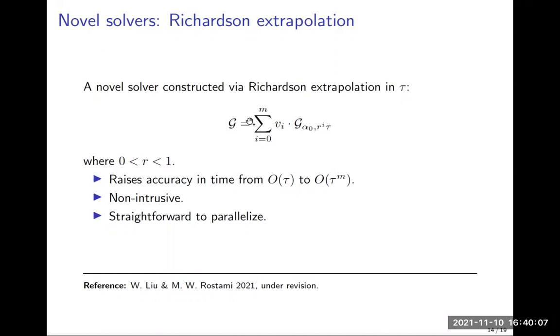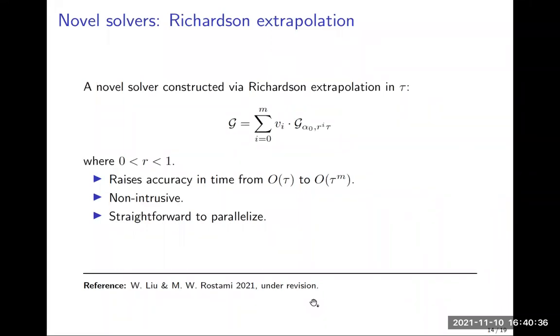So we're just taking linear combinations of them. And again, although it looks like we're replacing one solver with m solvers, they're completely independent. You can run these m solvers in parallel. So it's sort of like raising the accuracy without really paying that much. Right, so this is another way that you can combine these existing solvers.